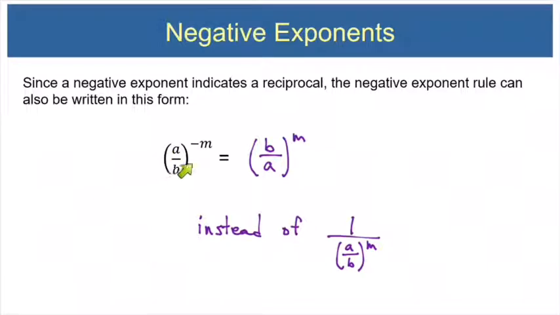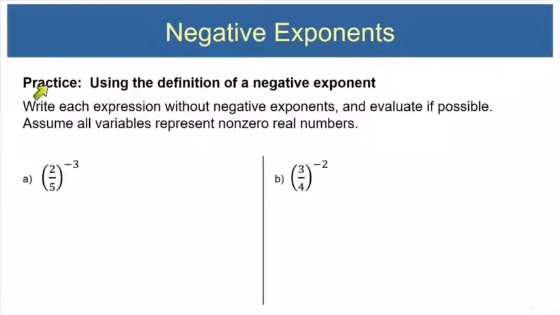So if you have a fraction that's raised to a negative power, a lot of times this is an easier way to apply the negative exponent rule instead of moving the whole fraction to the denominator, because then you have what's called a complex fraction, and these are harder to work with. You don't want a fraction that contains a fraction. So we use this form of the negative exponent rule to avoid that situation. So let's practice with that.